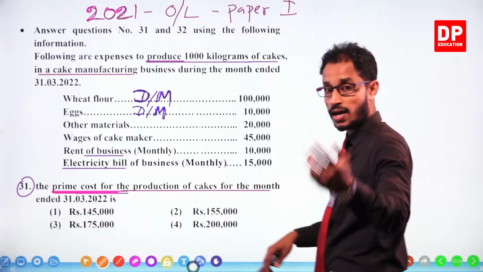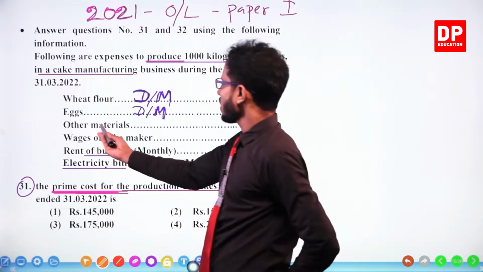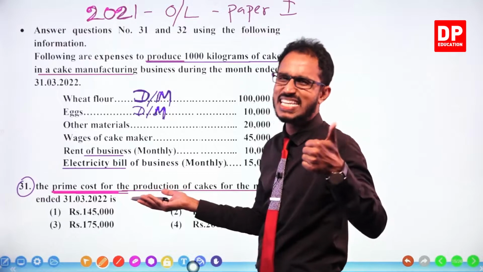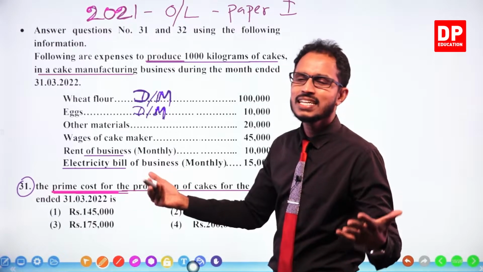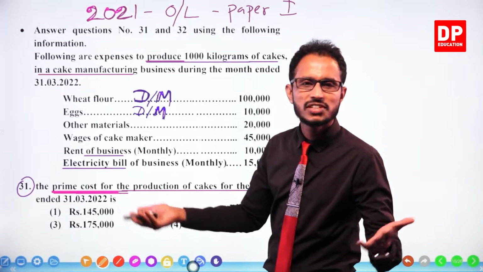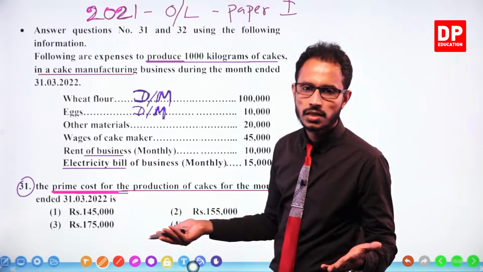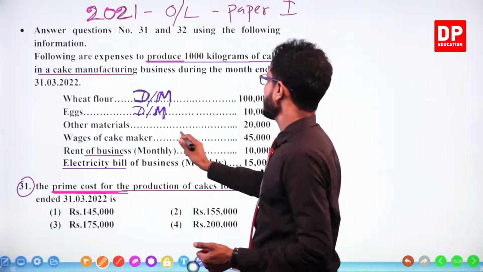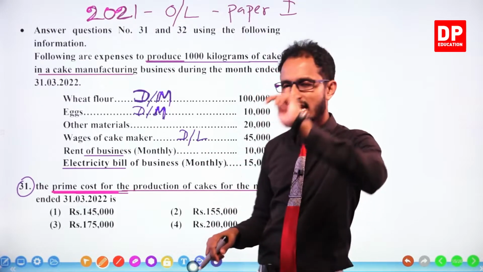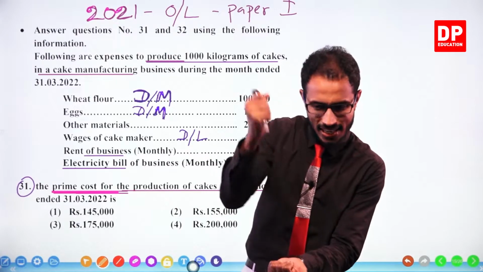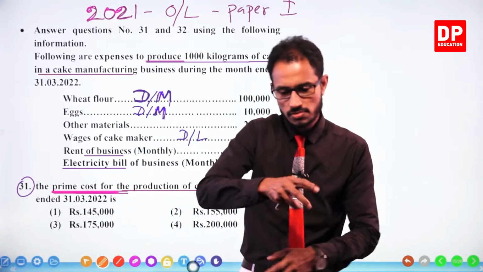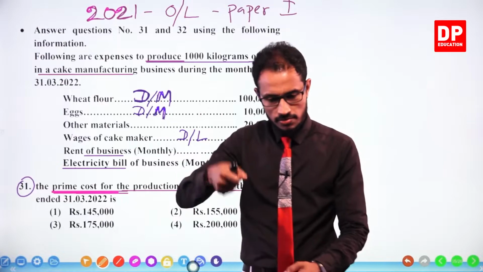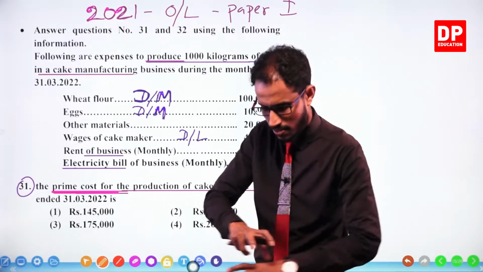I hope you remember the lesson now. Other materials we cannot take. It's not specified. We don't know what materials. Maybe yeast, maybe essence. You can't see the yeast and essence and those things in the finished product. Wages of cake maker, direct labor, the laborers who directly get involved in making the product. Everything, the mixing and the hammering and the cleaning and the polishing.